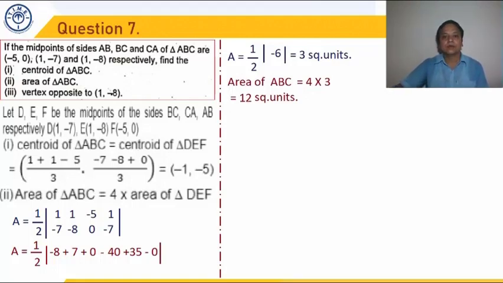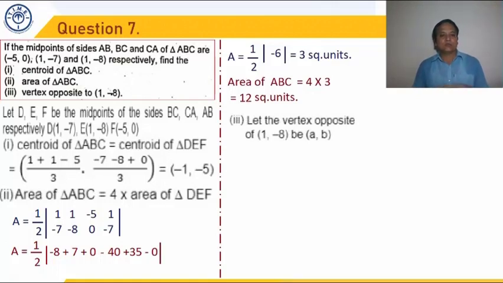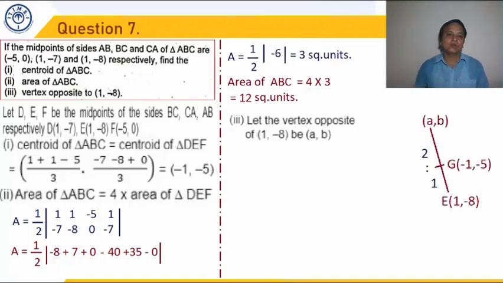Third part. It says the vertex opposite to (1, minus 8). We assume the vertex to be (A, B). Now the line joining the vertex and (1, minus 8) is a median because it divides the opposite side into two equal parts. And we know we have to find the vertex opposite to (1, minus 8), and in the first part we had to find the centroid of the triangle. So we use that property and we use the ratio 2:1 to make the calculation simpler.